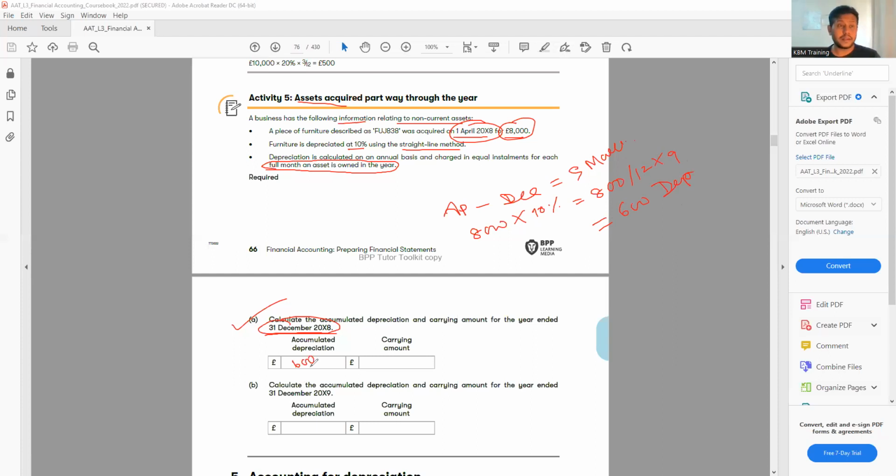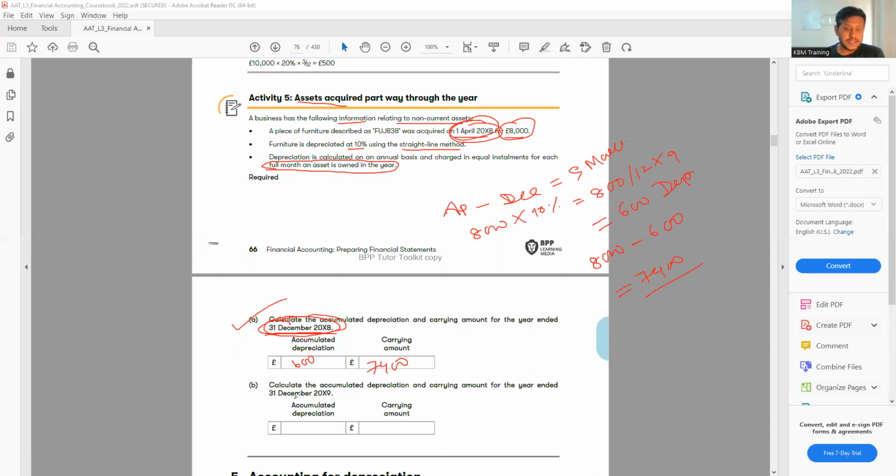And the carrying amount is very simple. Cost minus depreciation is called the carrying amount. The cost is 8,000 and the depreciation is 600, so the carrying amount will be 7,400. This is for the year ended December 2018. Now for the next year, we have to calculate the depreciation for the whole year, because this year I used it for only 9 months, but next year I use it for the full year.